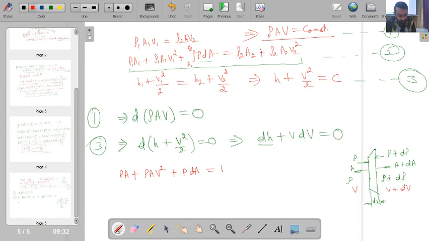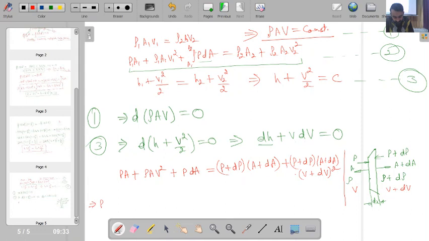This will be equal to pressure on other side is P plus dP, and area is A plus dA, fine, plus density on other side is rho plus d rho into A plus dA into V plus dV whole square. Okay. So let's expand this equation.